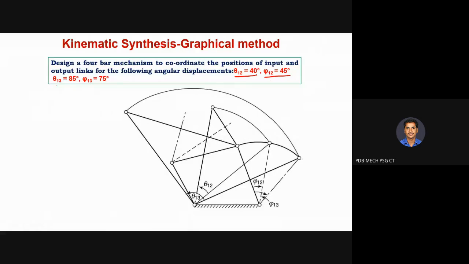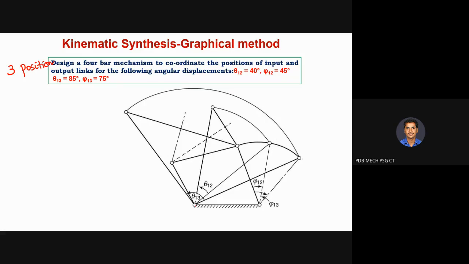And theta 13 is from initial position to final position, the crank is moving 85 degree. And simultaneously your rocker is going to move from initial position to final position 75 degree. So this is the data which is given for solving the 3 position problem. So total 3 positions are there, so it is called a 3 position problem. Now at the end of this problem you will be able to appreciate how this method is working.